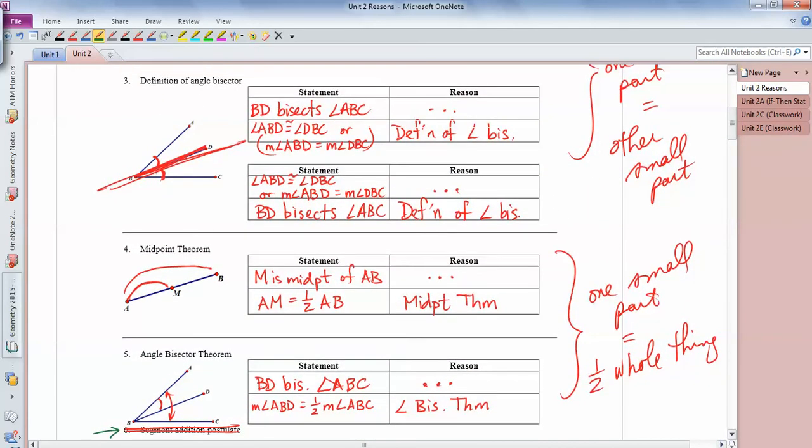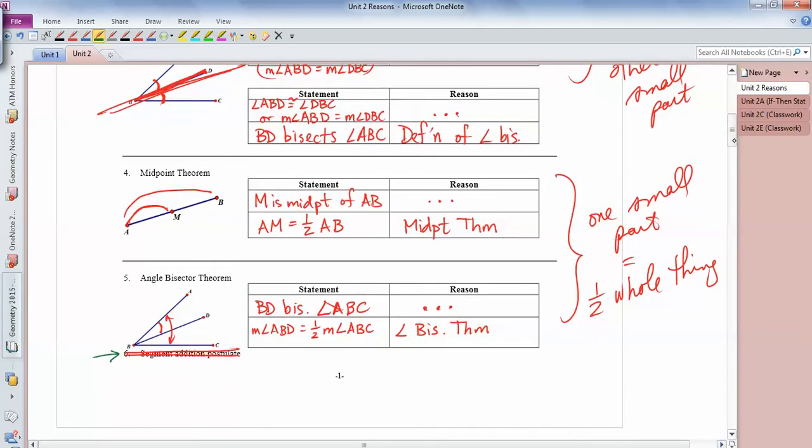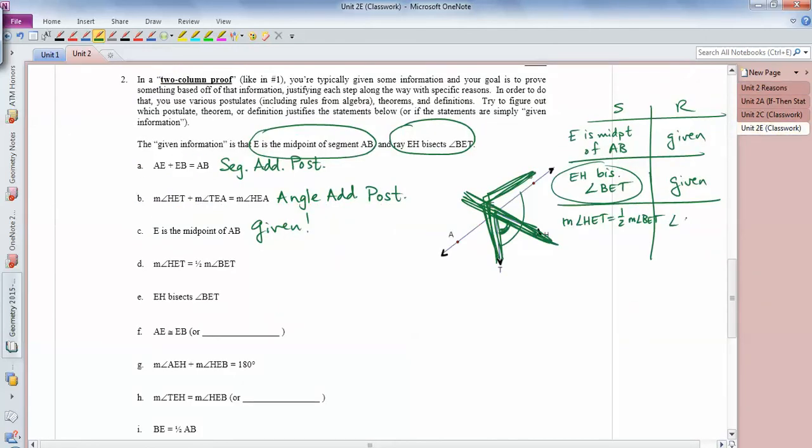notice there's definition of angle bisector. You start with a bisector, but this says one part equals the other part, not a half. Whereas the theorem says one part equals half of the whole thing. So this is going to be the angle bisector theorem that we're using here. So let me come back over here. This would be angle bisector theorem. It's because we have the bisector, and then we can say one angle is half of the whole angle. Angle bisector theorem.